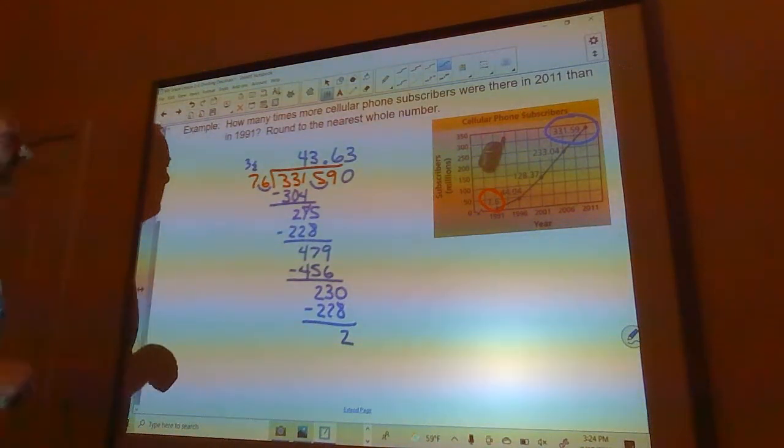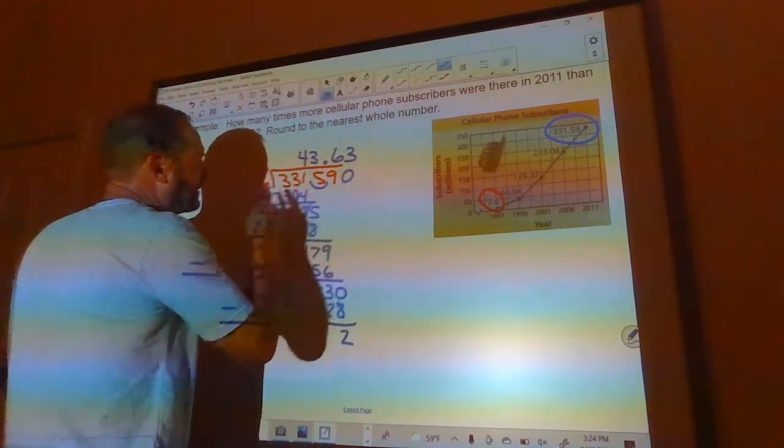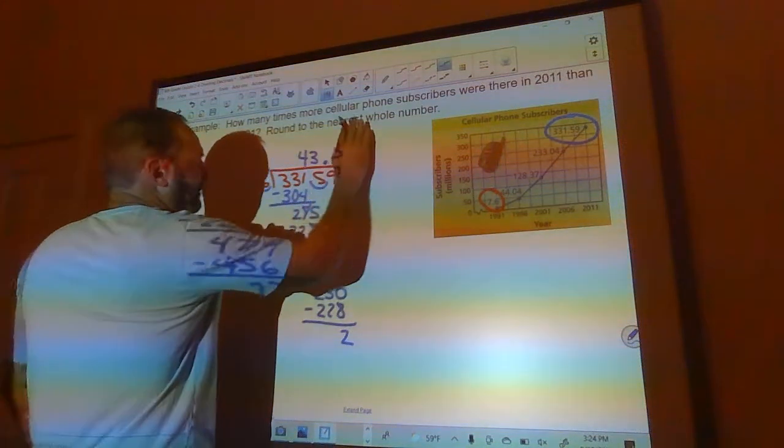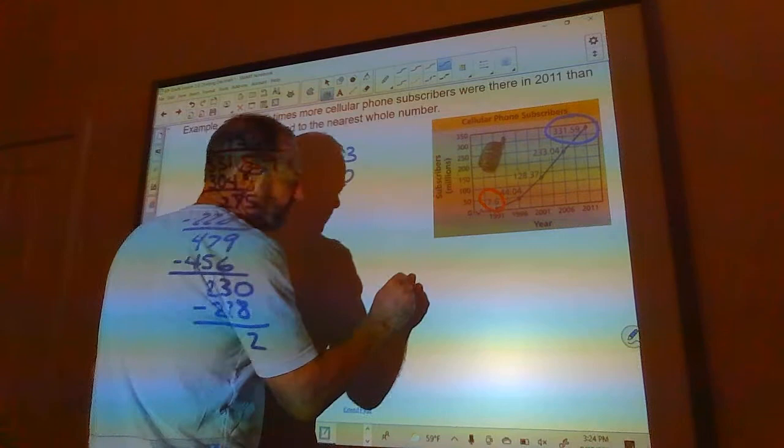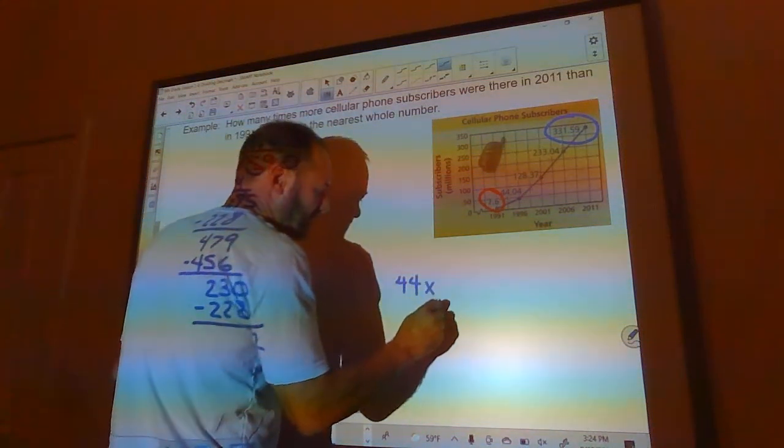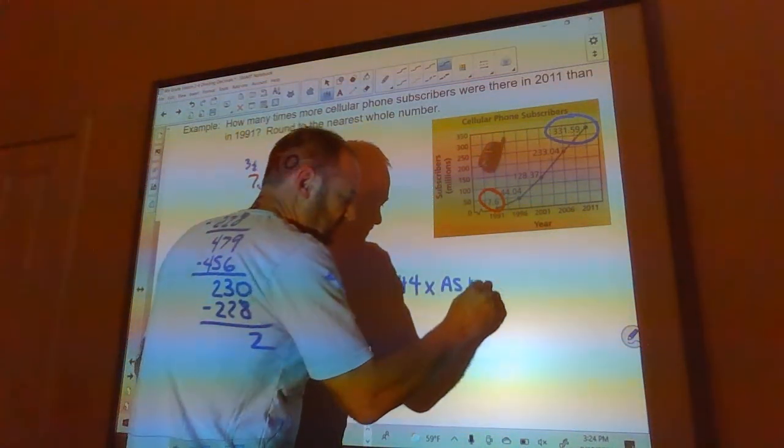Oh, and it says round to the nearest whole number, so we don't need to keep dividing this. In fact, we could have stopped right here. So 43.6, that's going to round to 44 times as many phones.